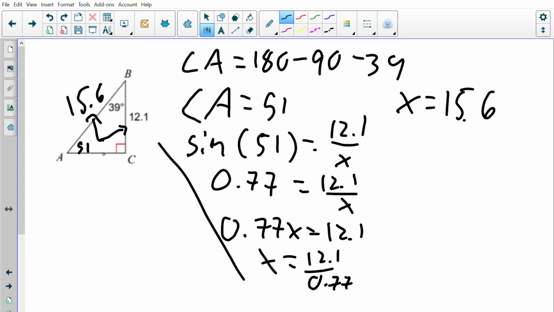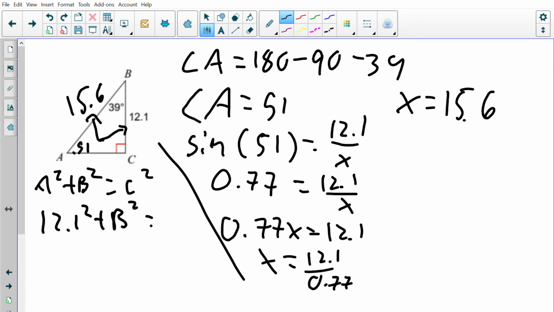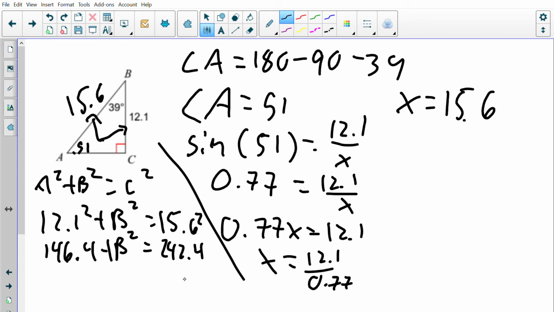To find this last one, I can do my Pythagorean theorem, which is a squared plus b squared is equal to c squared. A squared is 12.1 squared. We don't know b squared yet. And c squared is our hypotenuse squared. Plug that in. This squared comes out to 146.4 plus b squared is equal to this squared. I got 242.4. I'm going to subtract this from this side over. When I do that, I get 96. To get rid of this square, I square root. And b is equal to 9.8. So this side is 9.8.